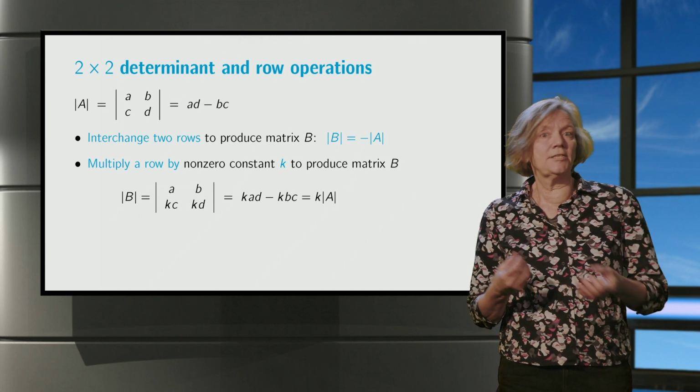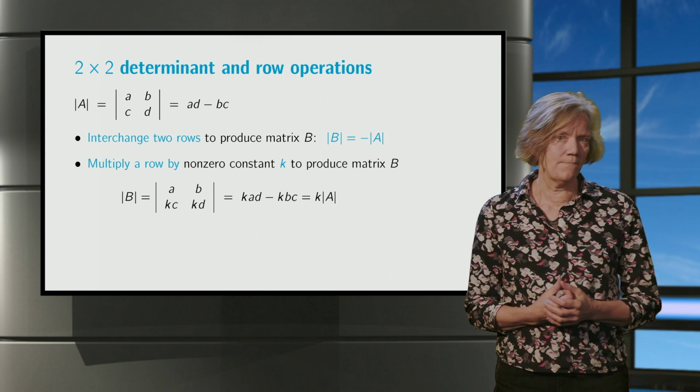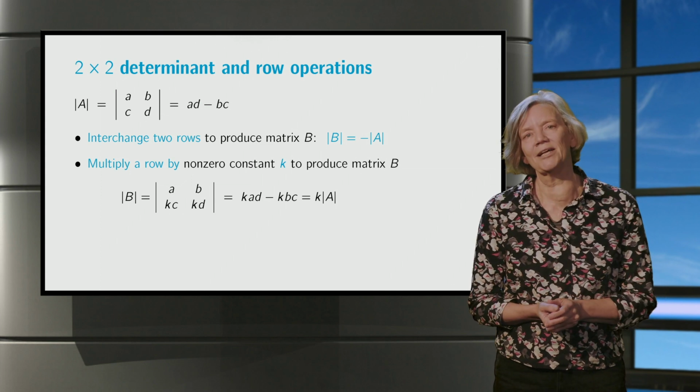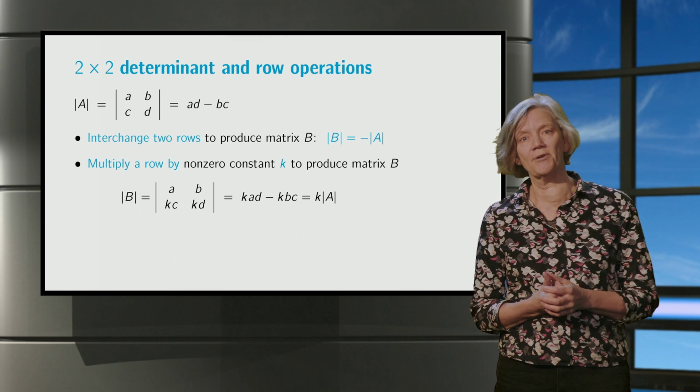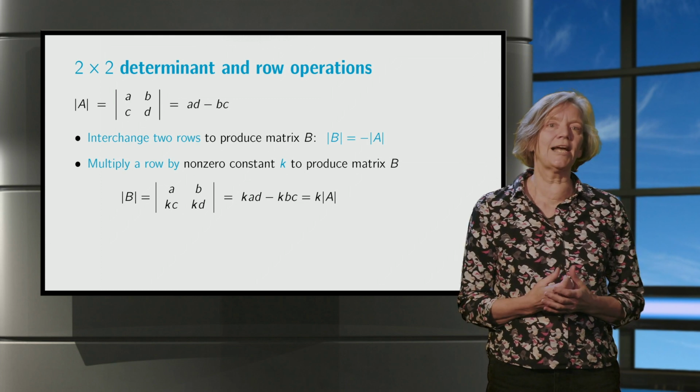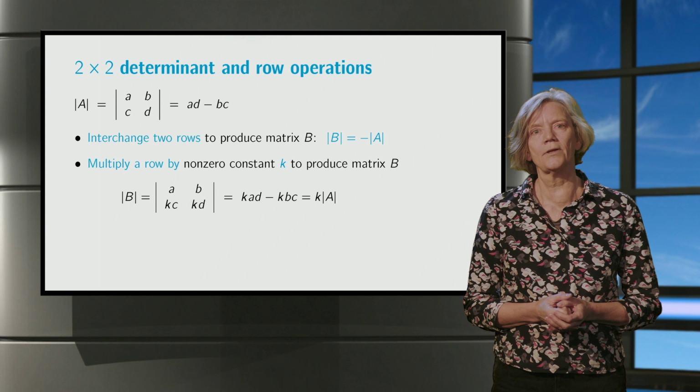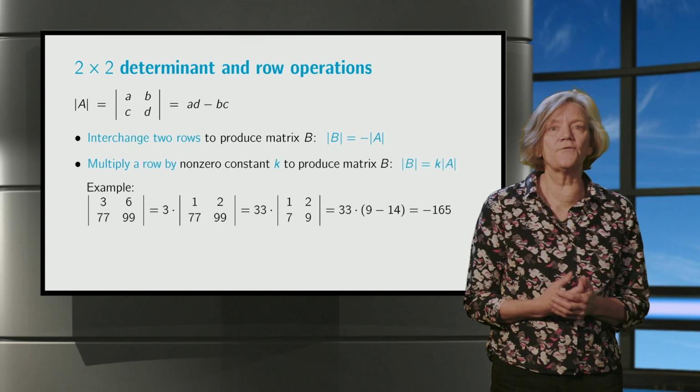For the determinant, a k of 0 is okay. However, multiplying a row by 0 is not a valid row operation. A row operation has to be reversible. You can use this property as follows.